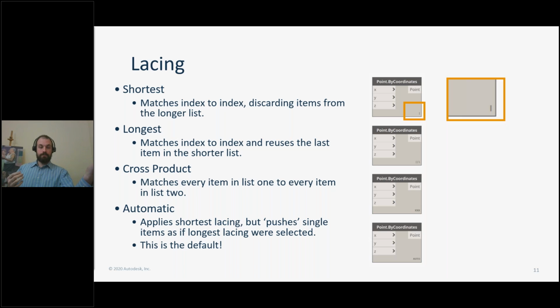Second in the first list, 2, second in the second, 2, add those 2 together, get 4. Third in the first, there is no third item in the second list. We're going to stop right there. So we don't get any more results other than the 2 and 4, right?